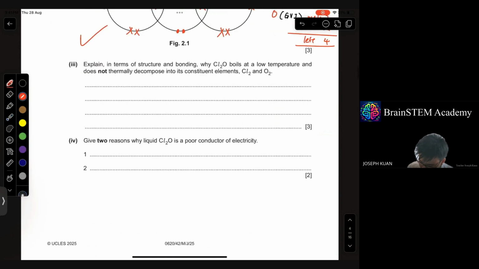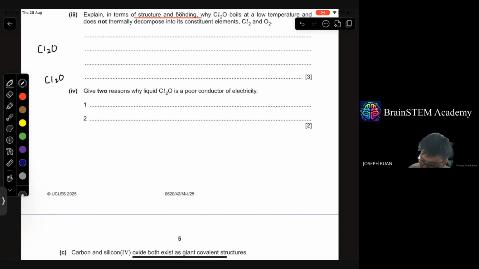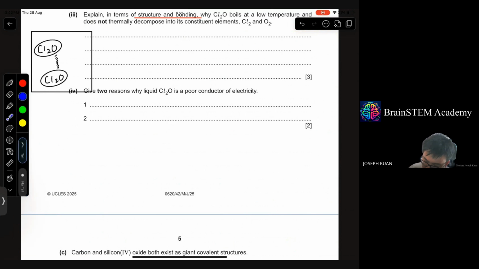Next, explain in terms of structure and bonding. Why Cl2O boils at a low temperature and does not thermally decompose into its constituent elements Cl2 and O2? Now, first, this is a simple covalent molecule, meaning the structure is a simple molecular lattice. So if we look at Cl2O in its lattice structure, we see that these molecules are weakly attracted to each other via this weak intermolecular bonding, or what we call weak intermolecular forces.